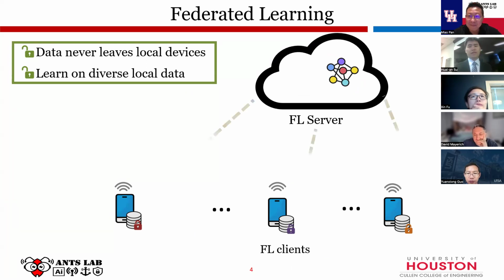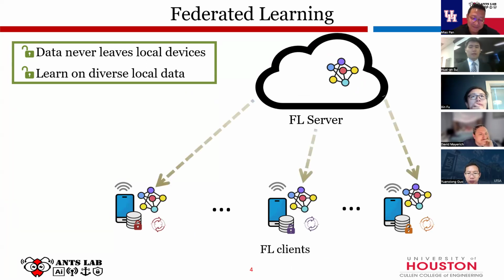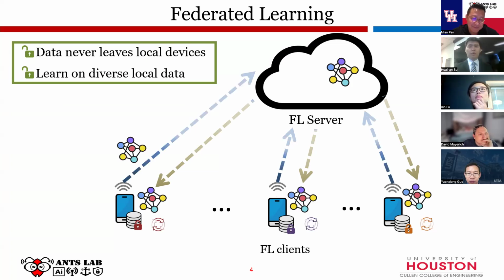The first is the server sends the global model to the clients. The clients train the downloaded model on corresponding data to get the local models. They send their new local models back to the server, and the server will aggregate and perform FedAvg among all those new local model parameters and create a new global model.